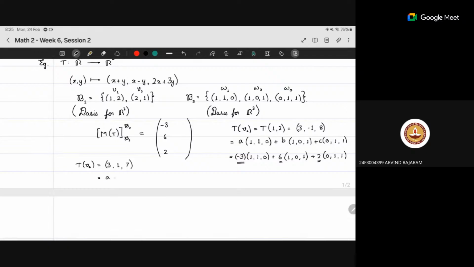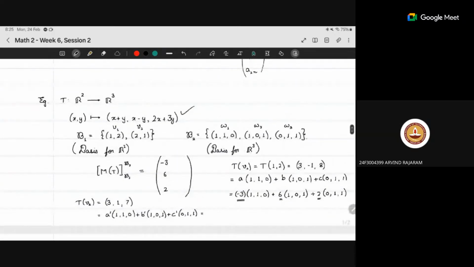And this also I have to express in terms of, let me call this A prime, B prime, C prime, because I don't want to use the same symbol. Sir, again a quick question though. Transformation of V2, is that given, that the transformation of V2 is 3, -1, 7 that you are writing? It's computed. The formula is given, right? Oh, you're computing. Okay. Sorry.